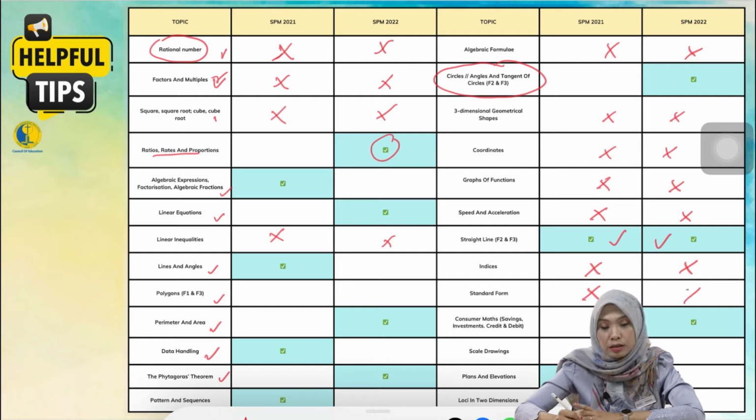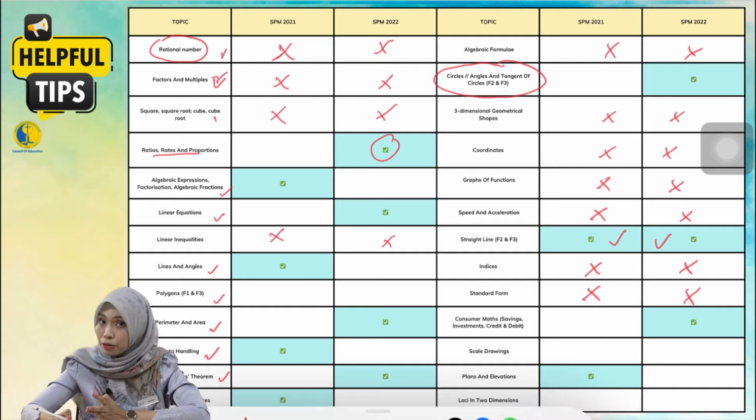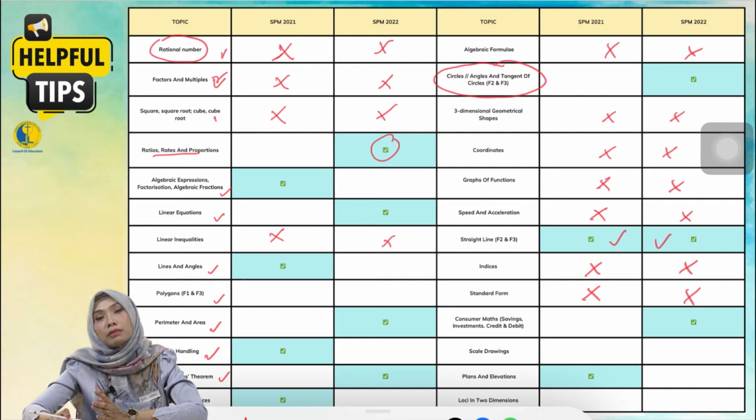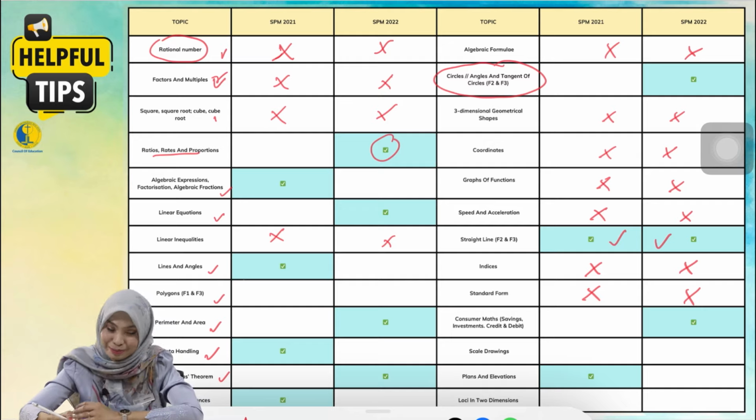Standard form is also quite famous for Paper 1, not really for Paper 2, but we never know what will happen in SPM 2023. All of a sudden, boom, surprisingly, standard form comes out as one of the big questions in Paper 2. Only God knows. So just be careful and be ready.